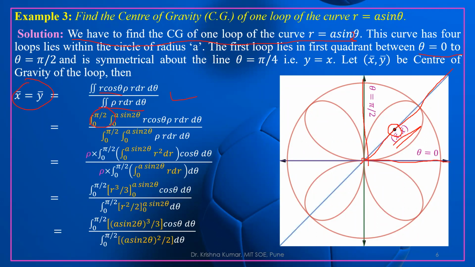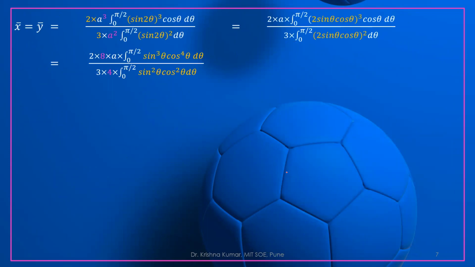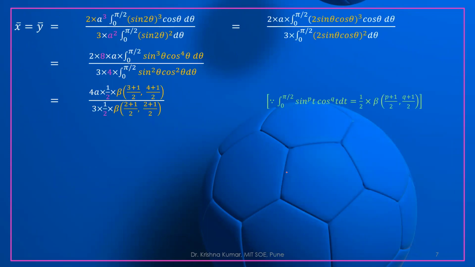So clearly here the value of r goes from 0 to the limit given by this curve. What is this curve? It is nothing but a sin 2 theta, not a sin theta, a sin 2 theta. We substitute all these values and then we are able to calculate this. Clearly the integration is slightly difficult, and that's why it is taking much more time. If you put all these values and integrate it, we get the answer.